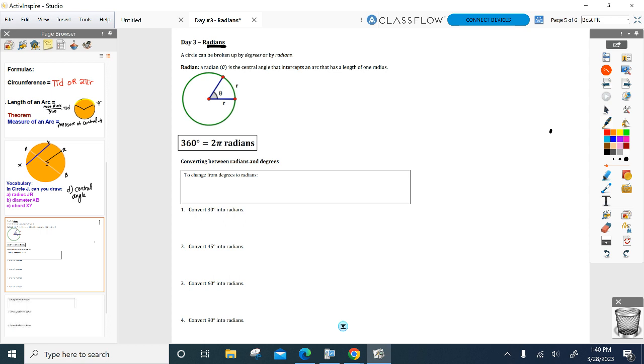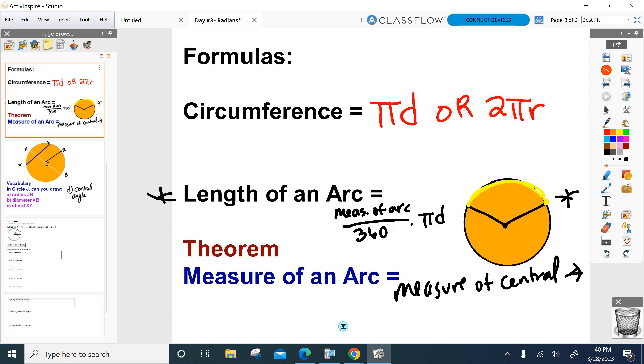So what we're going to talk about today is, how do I go from a degree to a radian? How do I go from a radian to a degree? And I know, why do I need this? Let me go back to the length of arc formula I introduced yesterday. What goes in for the measure of the arc? Which is also in what unit? Degrees. But what if I now give you an angle that's in radians? You can't use that formula unless you know how to convert it back to degrees, because what you plug in has to be in degrees. If it's in radians, you can't plug it in. It's got to be converted into degrees.